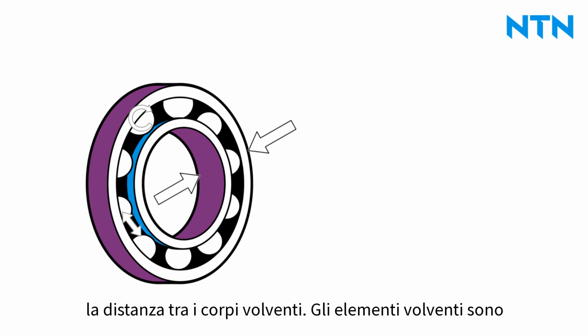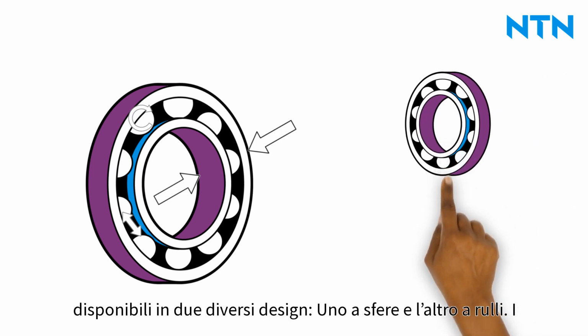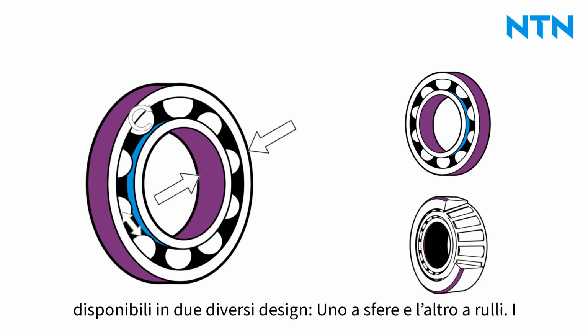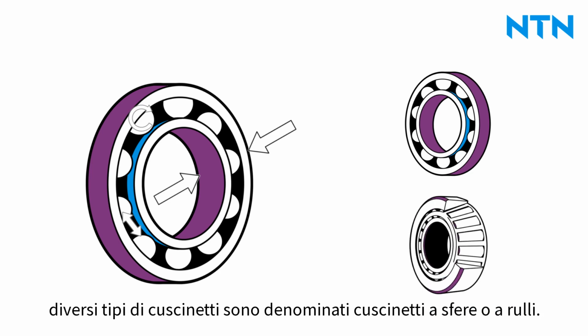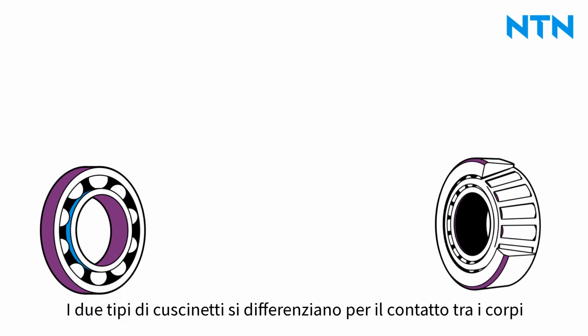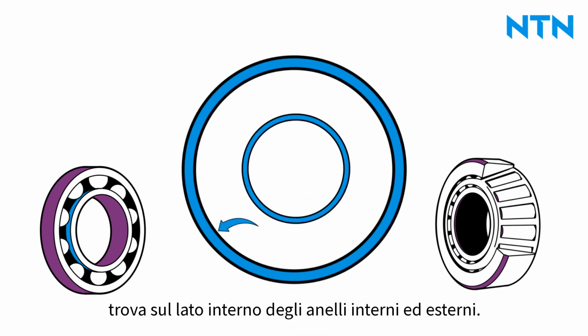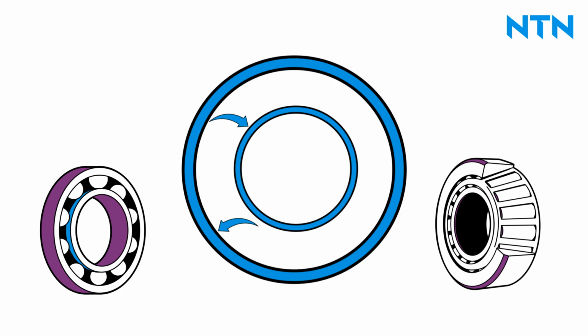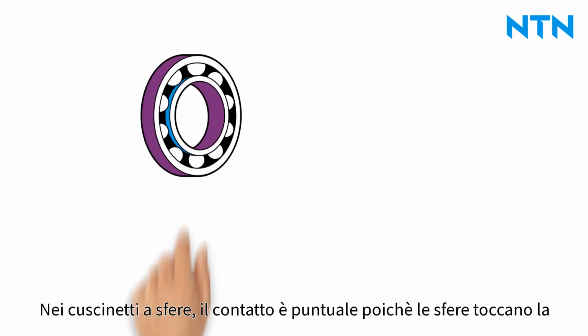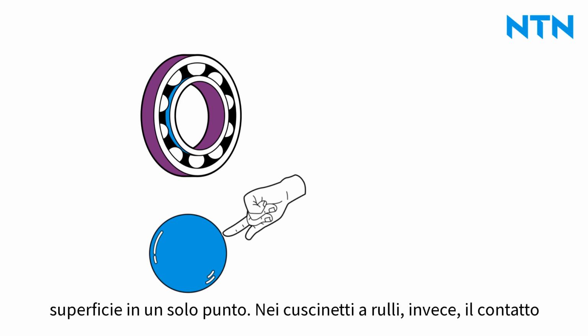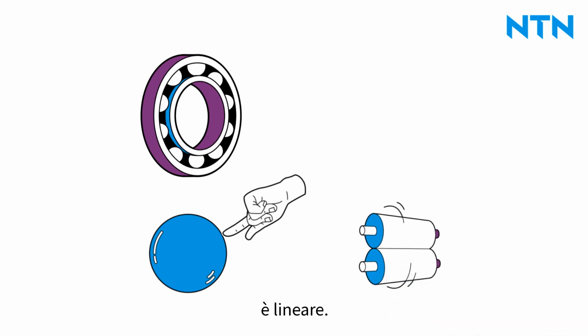Rolling elements come in 2 different designs, one in ball form and the other in roller form. The different bearing types are then referred to as ball or roller bearings. The 2 bearing types differ in the contact between the rolling elements and the raceway surface. The contact is on the inner side of the inner and outer rings. In ball bearings, the contact is point-shaped, as the balls can only touch the surface at one point. In roller bearings, this contact is in the form of a line.